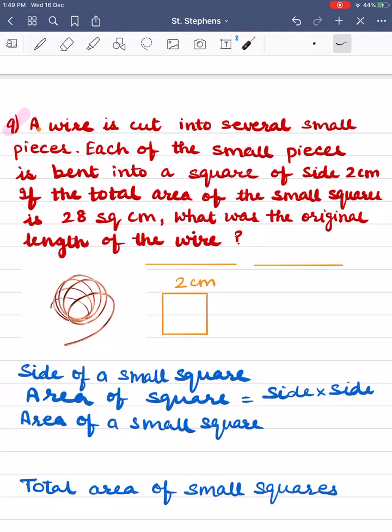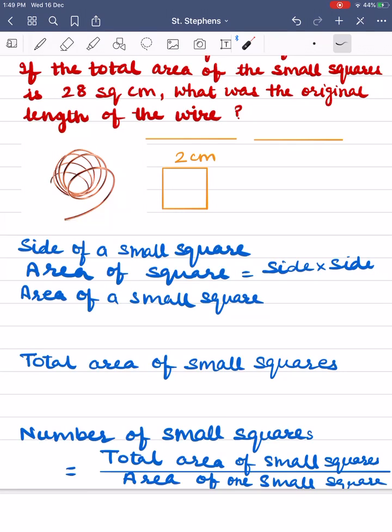Children, in the question, we are not given how many squares are made, but we are given the total area of all the small squares, which is 28 square centimeter. And we can also find the area of the one small square. So if we divide total area by area of one square, we get the number of squares made. So let's find out the number of squares made. So side of a small square is equal to 2 centimeter. So area of square is side into side.